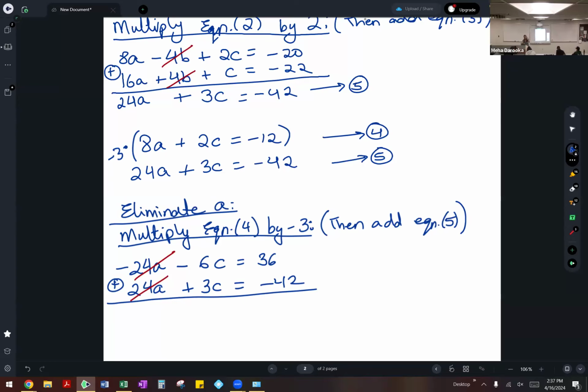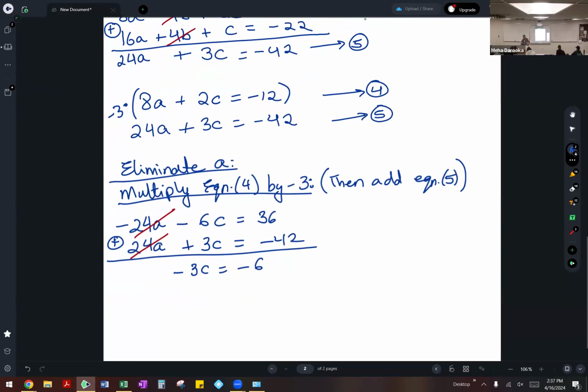So we wanted the C to end up staying. So it looks like you have negative 6C, positive 3C, which will be what, negative 3C? And what is positive 36 minus 42? Negative 6, which is good because 3 will go into 6 evenly. And what does your C value come out to be? 2. Divide both sides by negative 3. And negatives, of course, again, cancel out. 3 goes into 6 2 times.